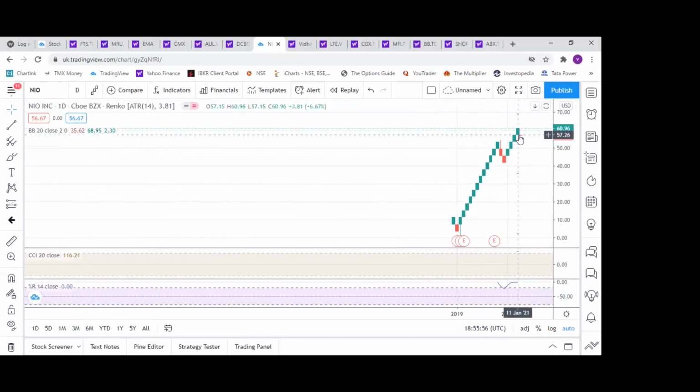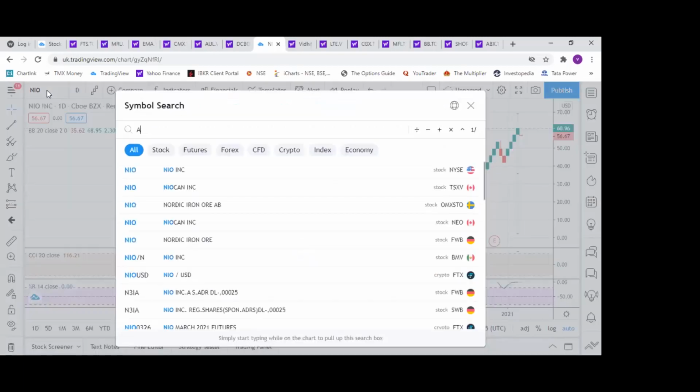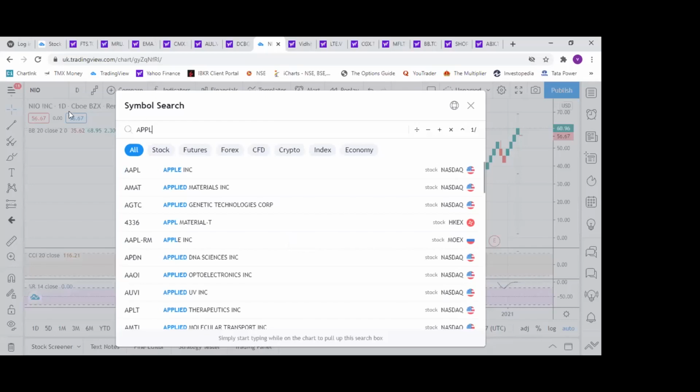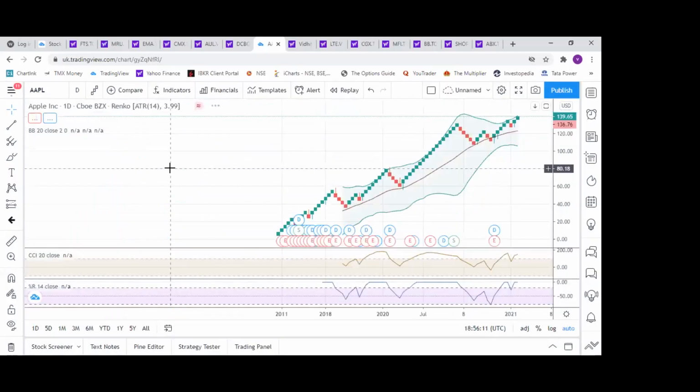Now look at NIO. There was a green Renko here, and it's turning red. Because it's a recent chart, it's not giving me Bollinger Bands. So let's take Apple, AAPL. Yeah, that's the one.